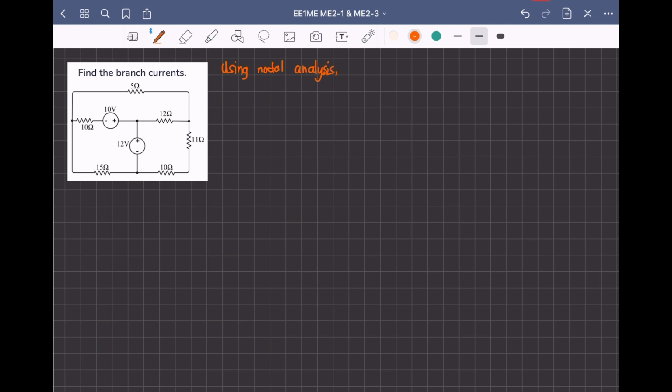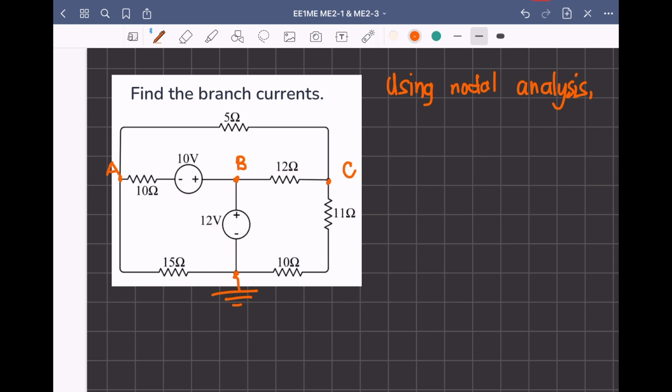I am going to label the nodes that we have here. I'm going to label this node A. This one is node B. And then the other one is node C. And then I'm going to put the bottom node as my reference node. Okay, after that, let me assign the directions of current. I have this I sub 1. This is I sub 2. And then I have I3. I have I4. And then I have I5 here. And then I6 is on the branch with the voltage source.